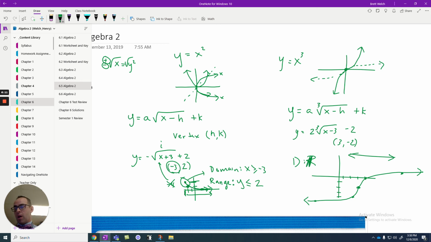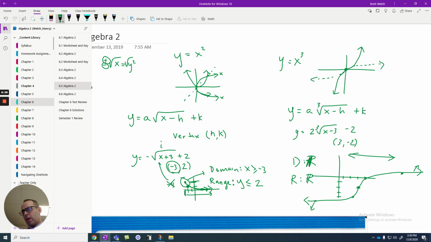This will be just with an R. That stands for all real numbers. Feel free to write all real numbers. The range, though, let's think about that. Does this graph continue to go upward forever? And does this graph continue to go downward forever? The answer is yes. So it would also be all real numbers.